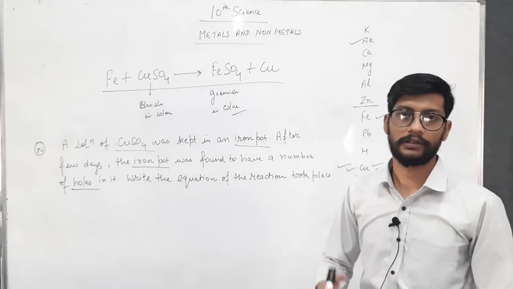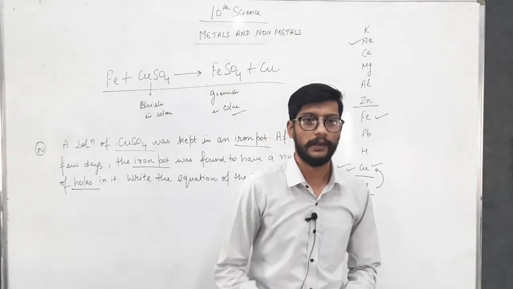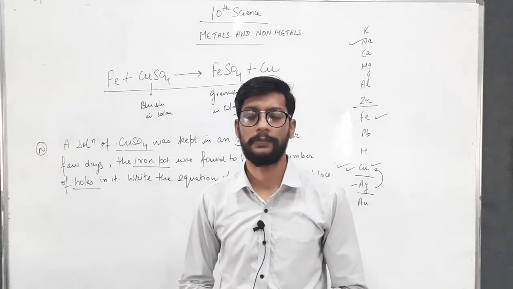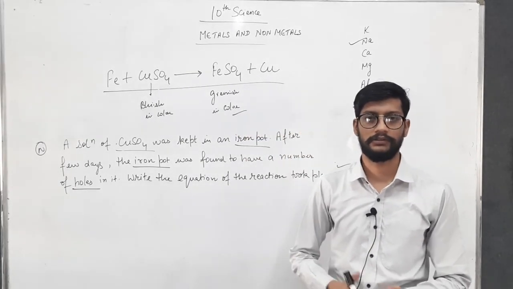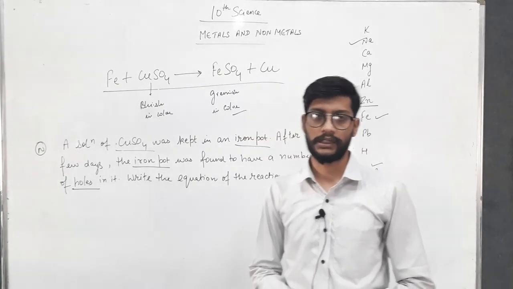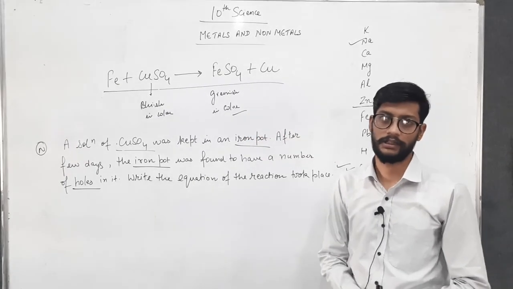This is all about chemical properties of metals. In the next video we'll discuss chemical properties of non-metals. These are just opposite to the chemical properties of metals. So we'll discuss chemical properties of non-metals in the next video.